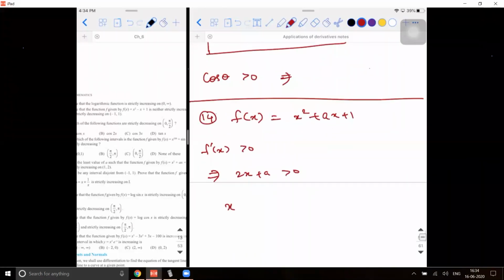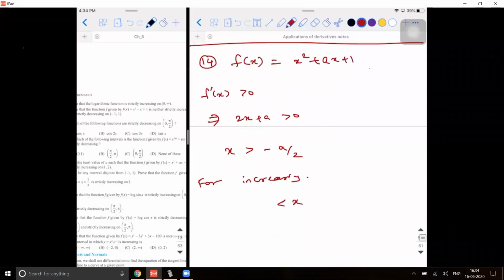So then what should be the value of x? X should be greater than minus a by 2. This is obviously a known fact. But for the function to be increasing, what are the values of x that it can take according to the question? For the function to be increasing, x should be greater than 1 and less than 2. Correct. So if x is greater than minus a by 2, then what is the least value that I can substitute? 1. So the least value of x that I can substitute is 1.